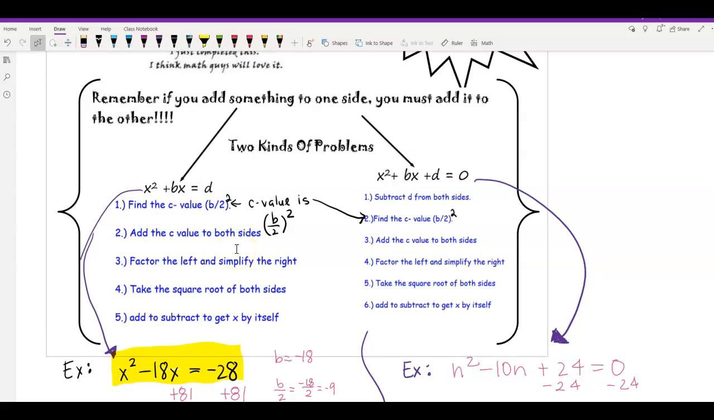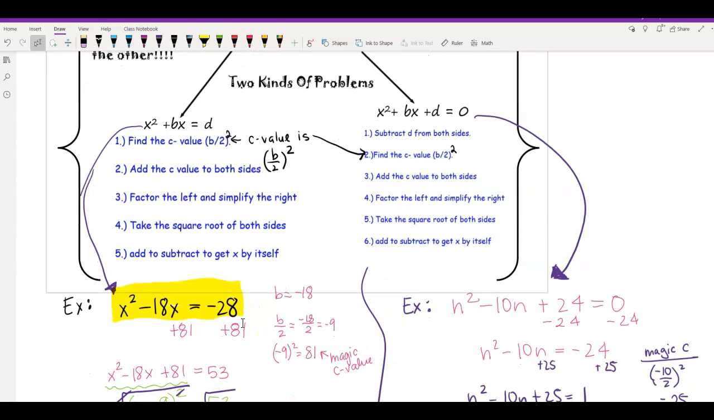And we have to add it to both sides because it's an equation, and I can't just add things to one side. So I'm going to go ahead and add that magic C value to both sides. Then I'm going to factor my left side, which will be really easy. Do any arithmetic on the right side. So basically simplify everything. Now I'll have something squared, so I get to take the square root. And then if I need to, I will add and subtract to get x by itself. So let's take a look at what that looks like in our problem.